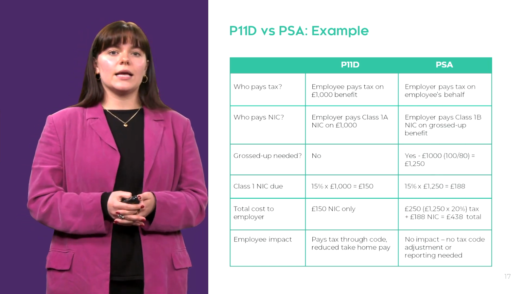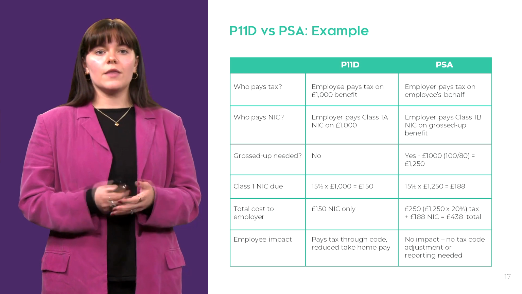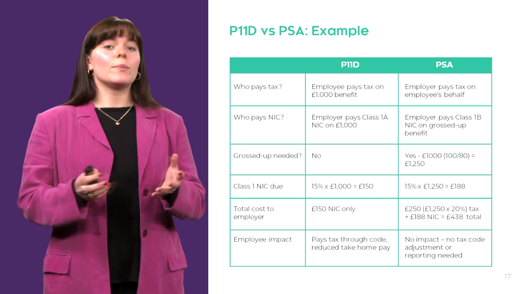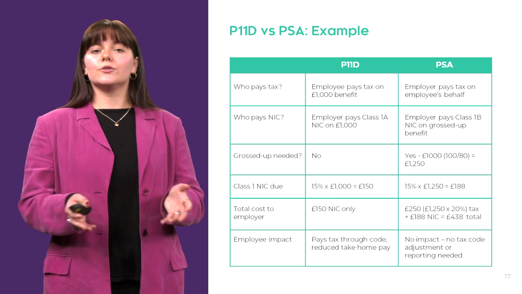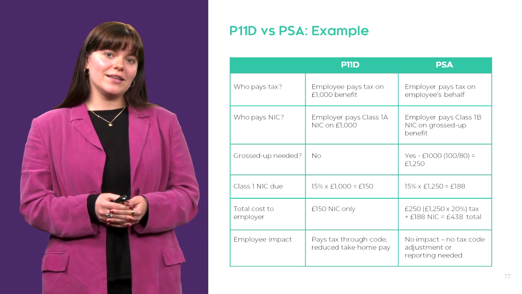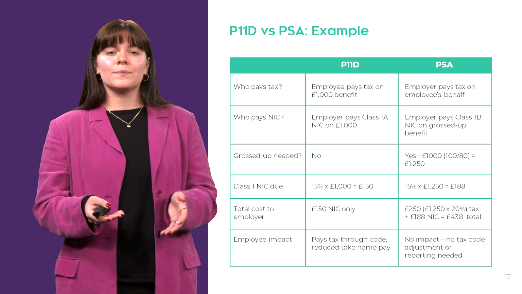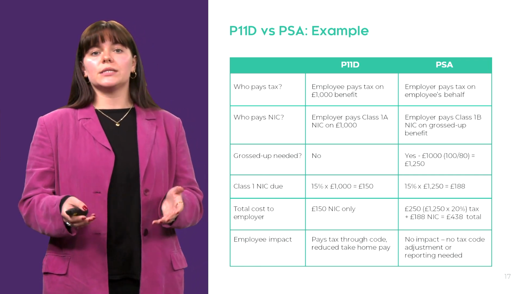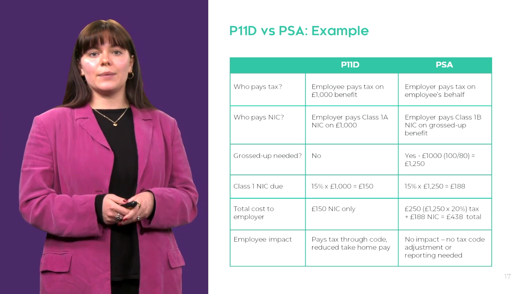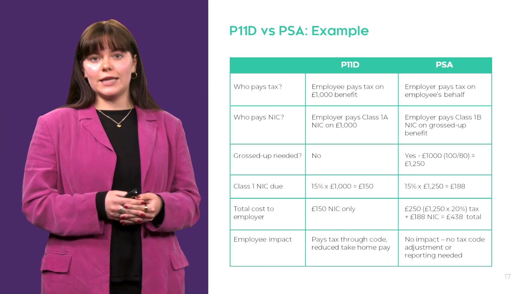Now let's compare that with a PSA. If the employer agrees to settle the tax and national insurance on the employee's behalf, they must gross up the £1,000 using the employee's marginal rate of tax. For a basic rate taxpayer, that means multiplying by 100 over 80, giving a grossed up amount of £1,250. The liability is then 20% of £1,250, so £250. And Class 1B national insurance at 15% is applied to the £1,250, which gives us £188. That brings the total cost to the employer under a PSA to £438.